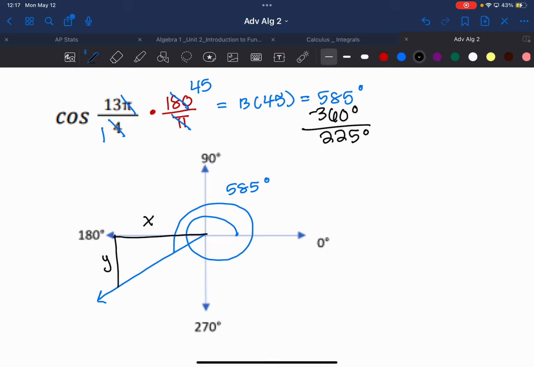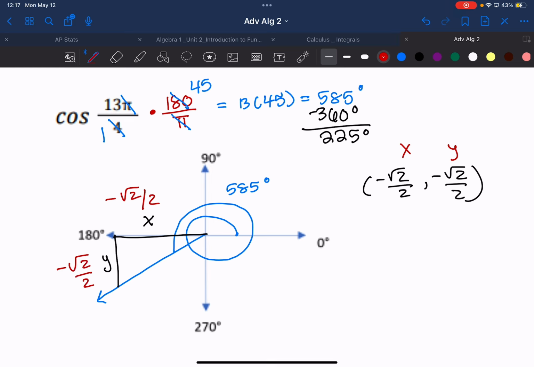This is x. So if I look at my unit circle, what is the point for 225 degrees? Negative square root of 2 over 2, comma, negative square root of 2 over 2. So this is my x and y, which means I need to go to my diagram and fill that in. So both of them are the same. They're both negative square root of 2 over 2.